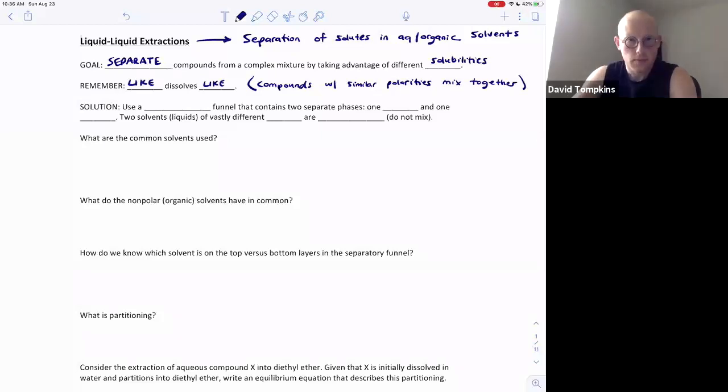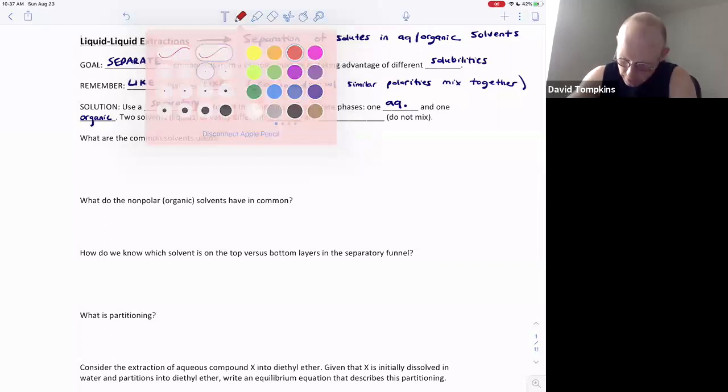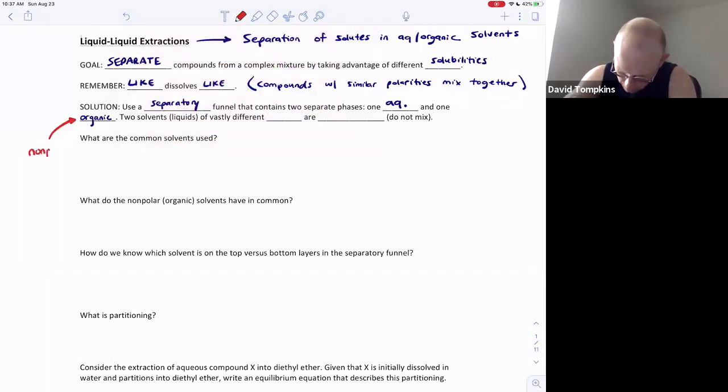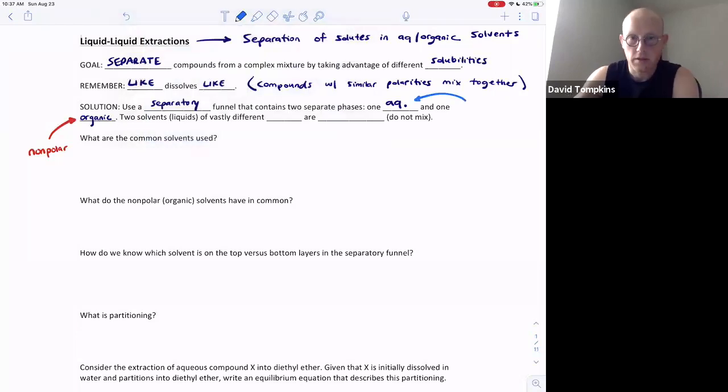So what we're going to do during a liquid-liquid extraction is we'll use a device known as a separatory funnel. And that separatory funnel will contain two separate phases. One will be an aqueous phase, and one will be an organic solvent. So these two solvents are going to be used because they have very different polarities. The organic compound is going to be nonpolar, or at least much less polar than the aqueous or the solution with a bunch of water in it.